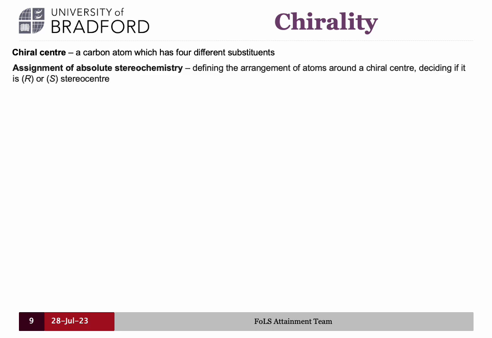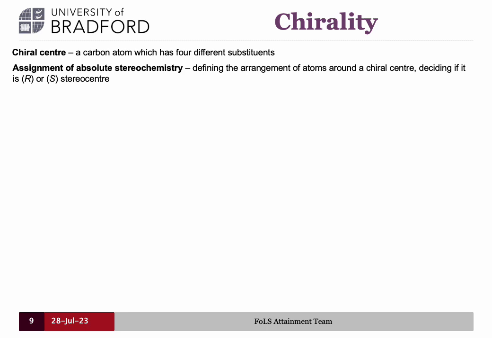Chirality is something that we would typically assign to a carbon that has 4 different substituents, as we've already said, or in other words, we say that the molecule has a chiral center. In the case of chiral molecules, we need to be able to decide if the stereo center is R or S, and this is called assignment of absolute stereochemistry, meaning defining the arrangement of atoms around the chiral center.